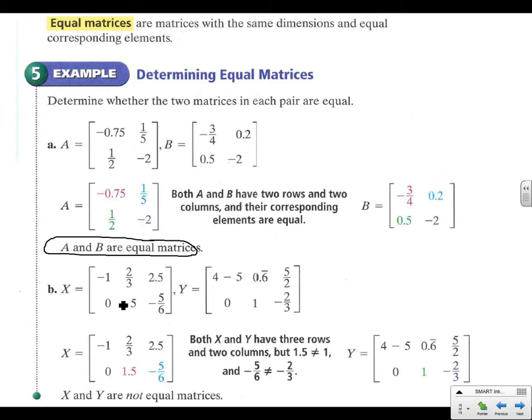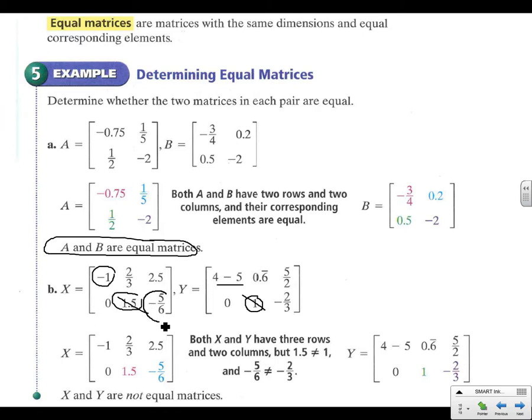Let's check on X and Y. Negative 1 match up with 4 minus 5? Yeah. 2/3 with 0.6666666? Yes. Is 2.5 the same as 5 over 2? Yes. 0 and 0. 1.5 and 1. Nope. 1.5 and 1 are not the same. So because these are not the same, the whole thing is not equal to each other.